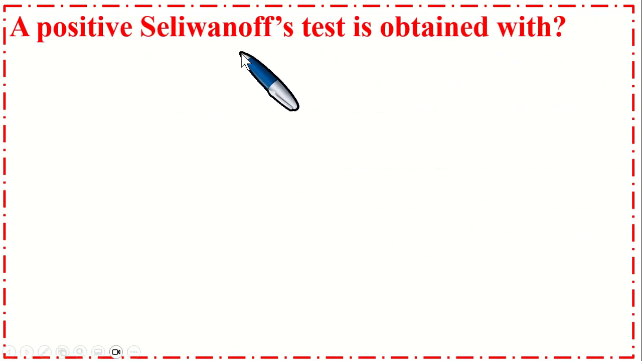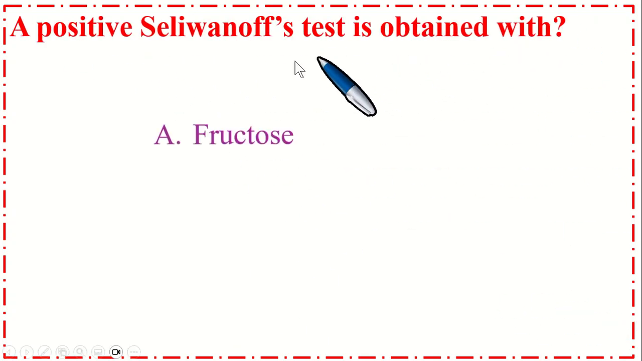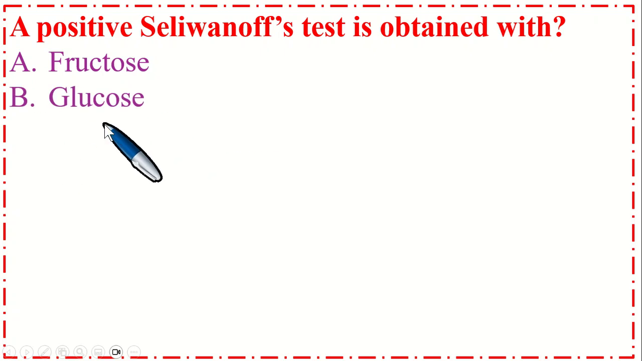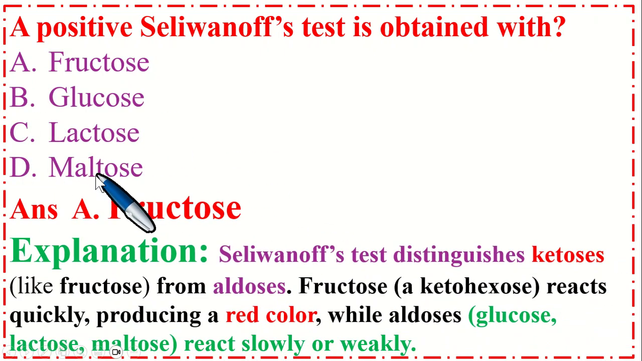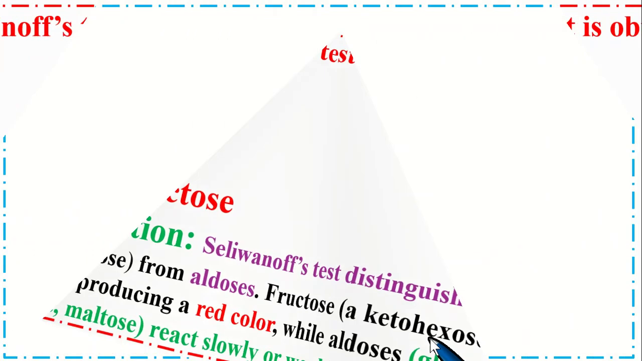A positive Seliwanoff's test is obtained with option A fructose, B glucose, C lactose and option D maltose. So the correct option is A fructose. Seliwanoff's test distinguishes ketoses like fructose from aldoses. Fructose, a ketohexose, reacts quickly producing a red color, while aldoses like glucose, lactose and maltose react slowly or weakly.